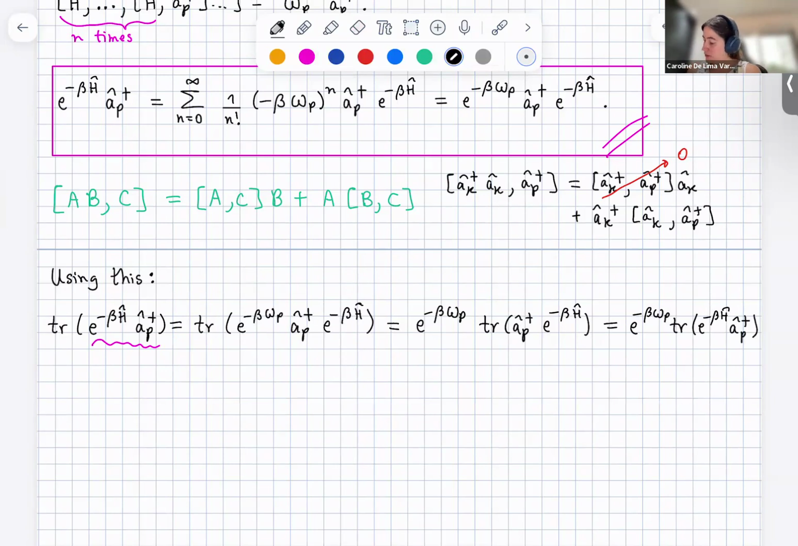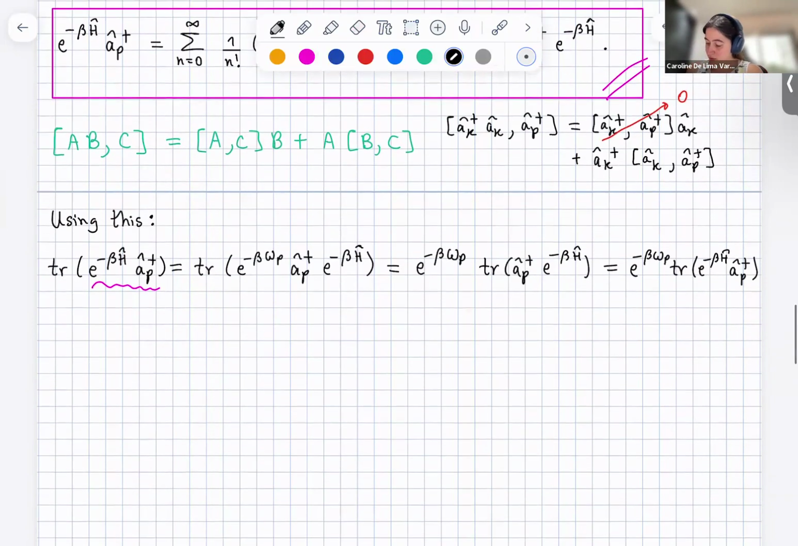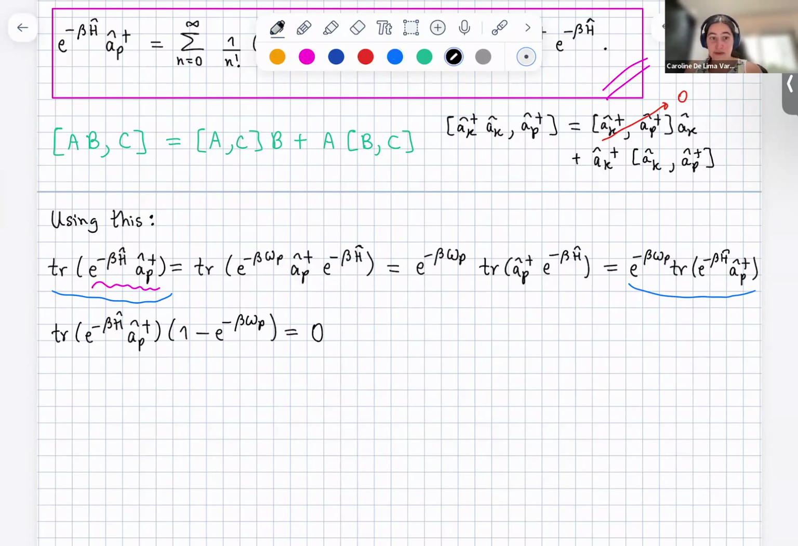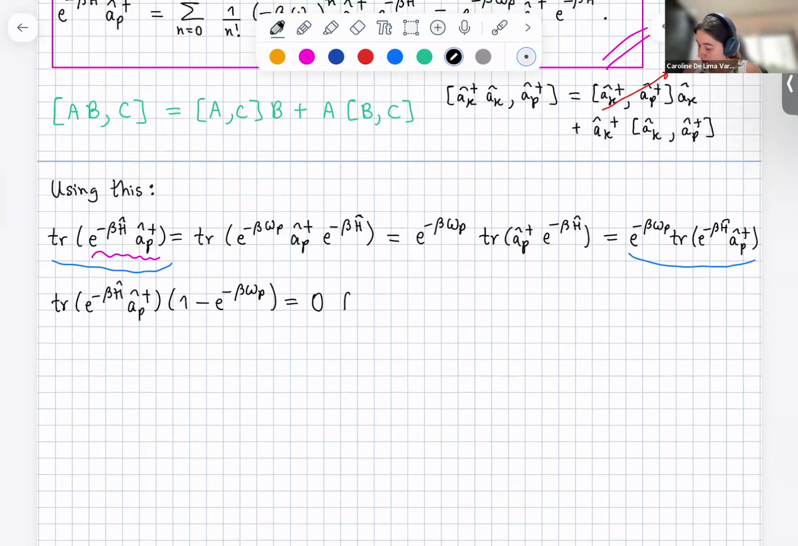Okay, now hopefully it's more clear. So I can write this equation as the following: trace of e to the minus beta h times a_p dagger times (1 minus e to the minus beta omega_p). I'm equating the leftmost term with the rightmost term, and I'm getting that this is equal to 0, right? But this is equal to 0 for any p, right?